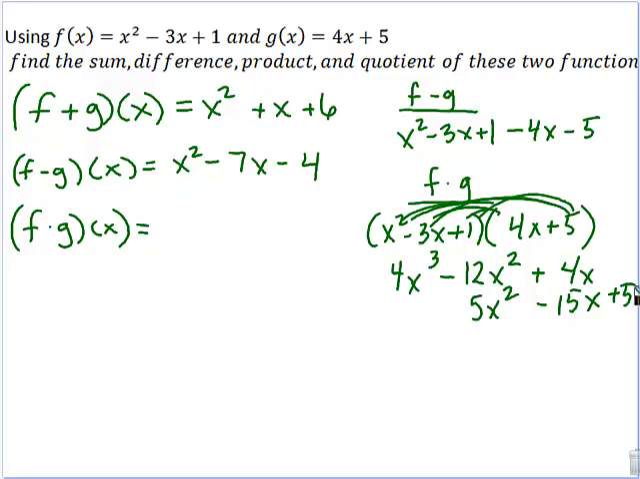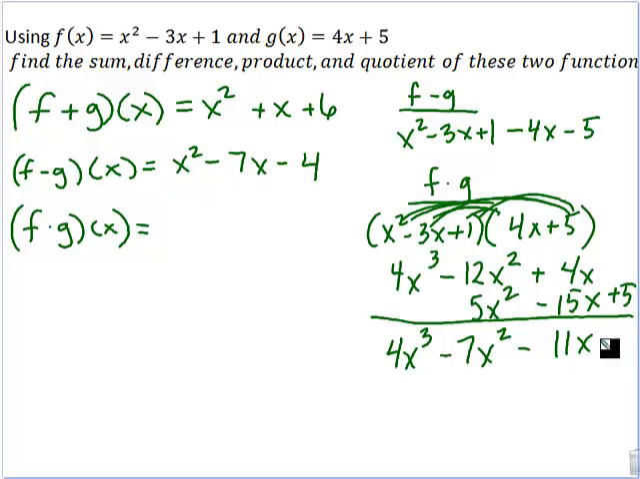Plus 5. And remember when we did this earlier in the year, we lined up our like terms with one another right away, so we could easily combine them together. So what do I get when I combine these together? 4x cubed, minus 7x squared, minus 11x, plus 5. So f times g of x is 4x cubed, minus 7x squared, minus 11x, plus 5. And then the quotient.